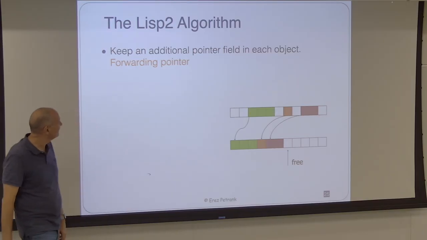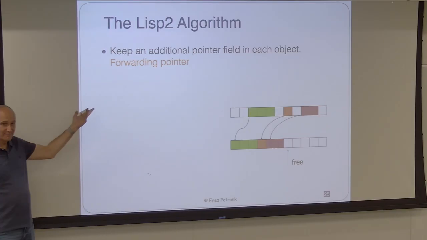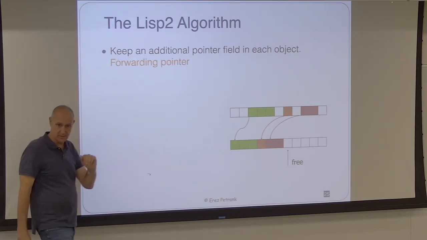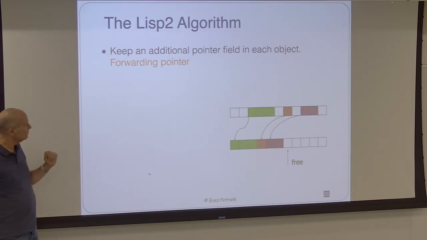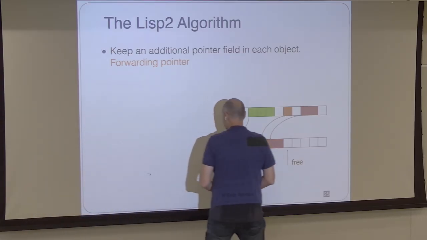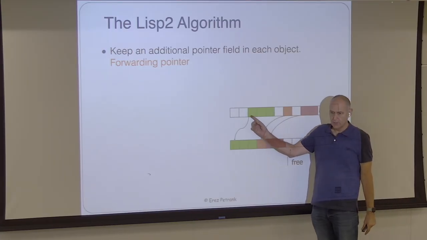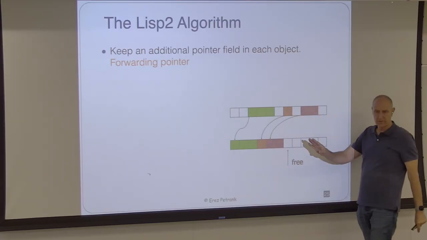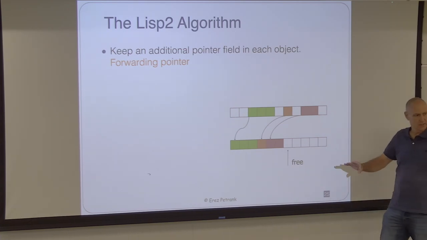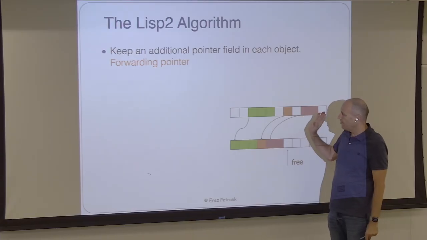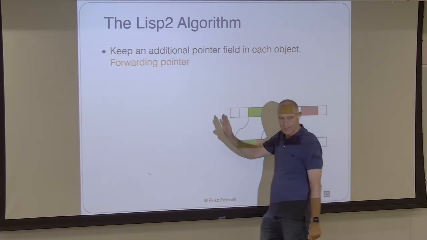Okay, so I want to move to the next algorithm, which is going to be sliding. So what I'm going to do is still keep a forwarding pointer, and the forwarding pointer will say for each object where it moves. There will be no restriction on the size of the object. All sizes are possible. And I need to now move the object.